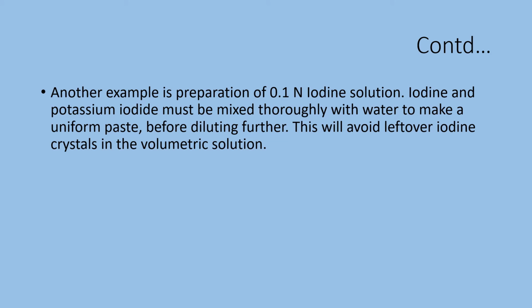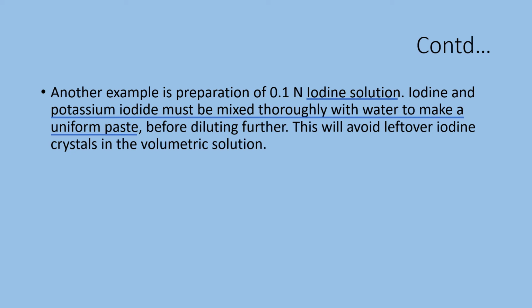Let us see another example. Another example is preparation of 0.1 normal iodine solution. Iodine and potassium iodide must be mixed thoroughly with water to make a uniform paste before diluting further. This will avoid leftover iodine crystals in the volumetric solution.